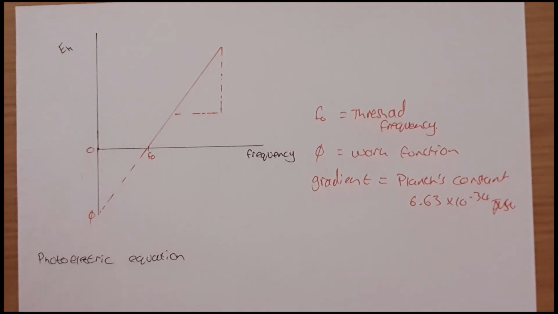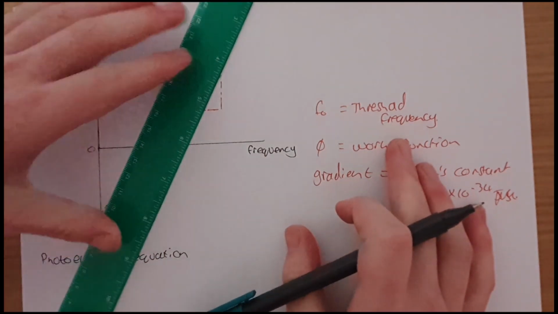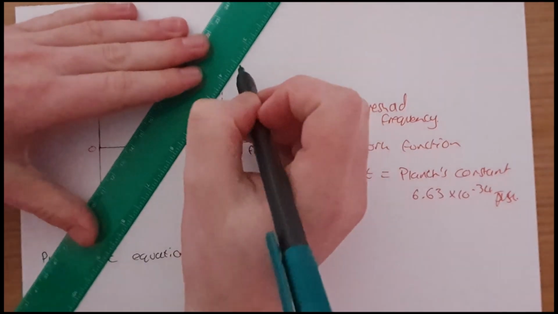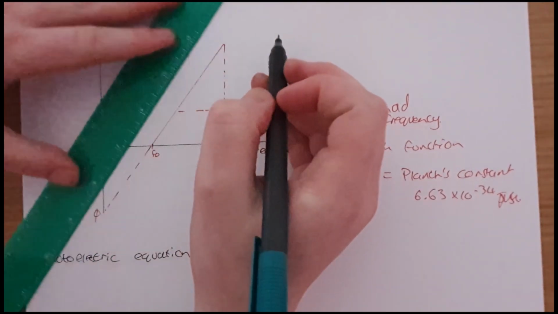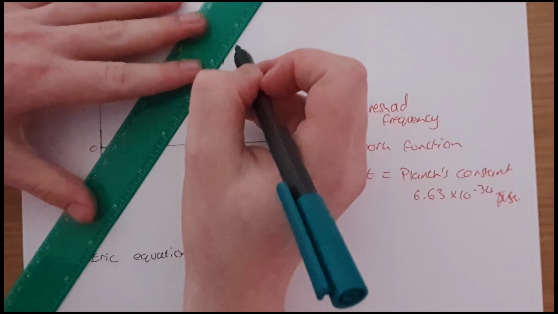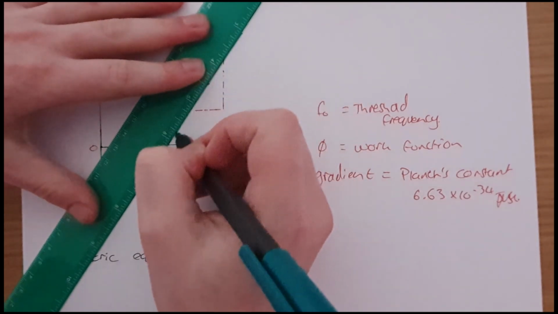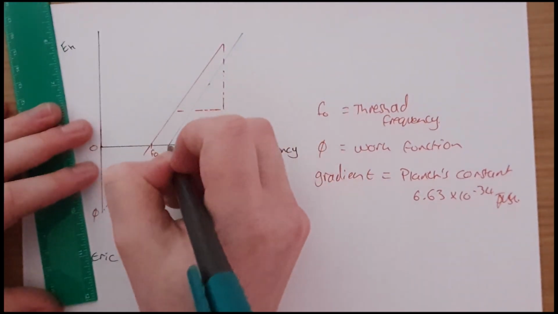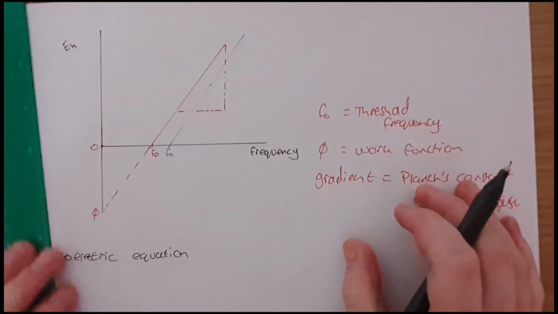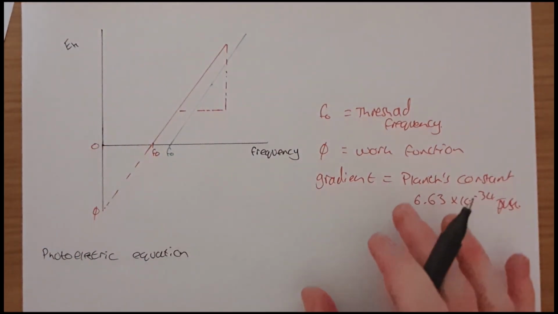So we can actually draw this on. If we have something with a higher threshold frequency, you need to be able to draw the line to represent it. Now it's just going to be parallel. And that's going to be a higher threshold frequency when we represent it.